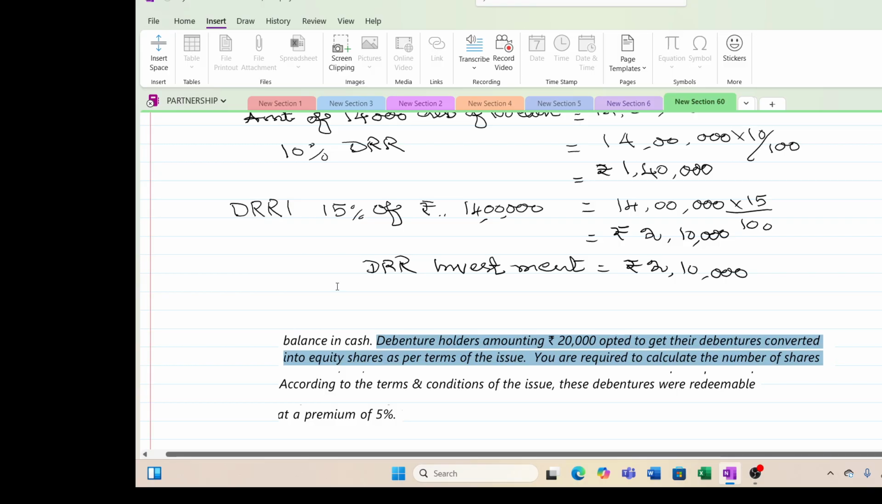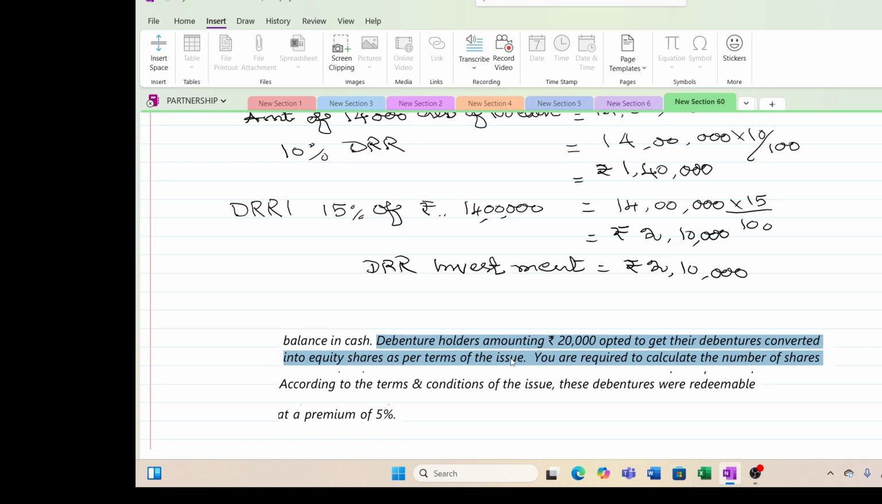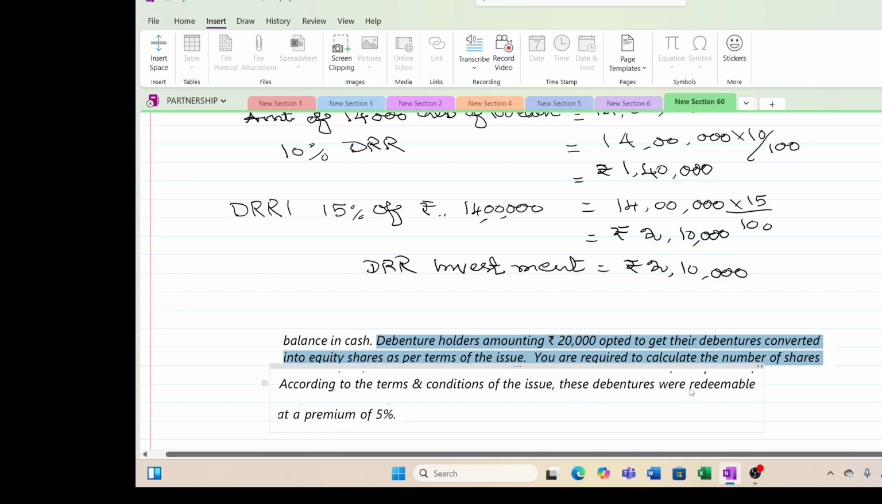In illustration number 3 of your study material, it says debenture holders opted. They have been given an option to get their debentures converted into equity shares as per the terms of issue. Only as per the terms of issue will they get their debentures converted. What are the terms of issue? The terms of issue are that these debentures will be redeemable at a premium of 5%.